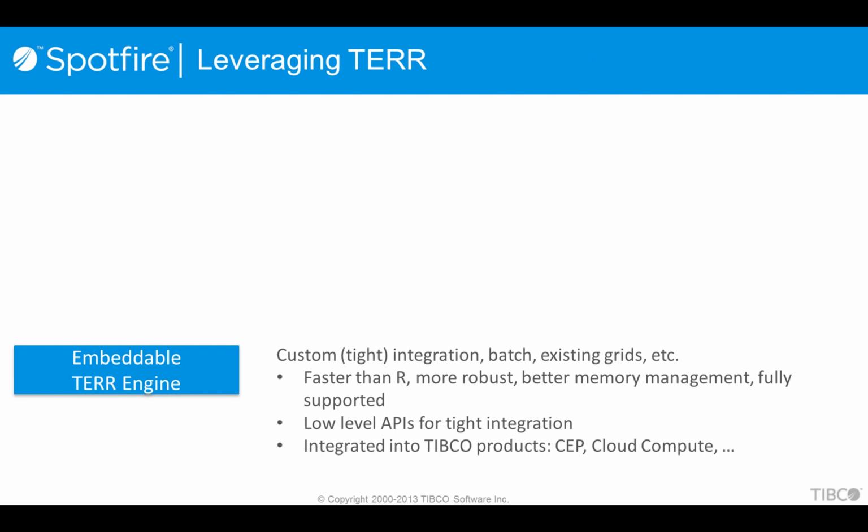The one level of integrating TERR is simply the embeddable engine. So this is the level that if someone wanted to do custom integration into their applications, perhaps do some custom batch work or leverage an existing grid or other management application, they can embed this engine and they'll have all the benefits of TERR: faster, more robust, better memory management, and so on. And so we provide a number of low-level APIs for tight integration here. And this is how we integrate TERR into some other Tibco products. We've got a cloud-based service using TERR. We also have complex event processing products that leverage TERR.